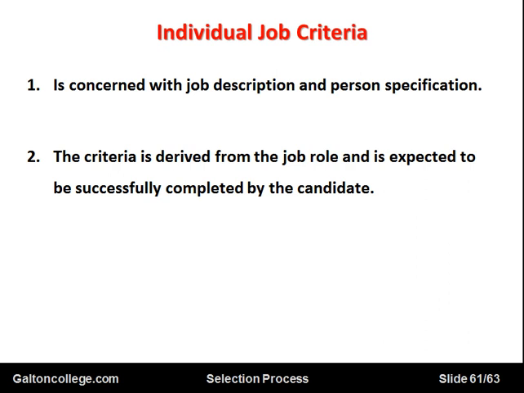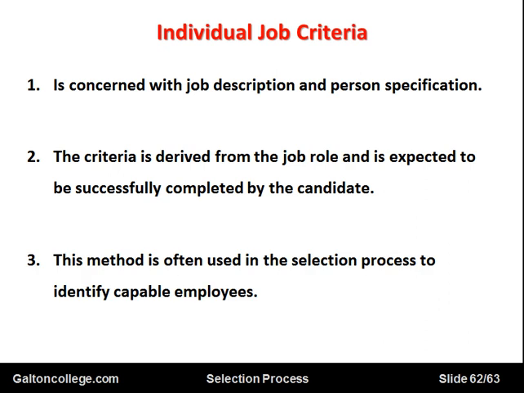There's an element, as I said earlier, of self-selection here. The individual sees the job description and then asks him or herself whether they are qualified to undertake that task. It's pointless applying for a position if they know they can't do it. This method is often used in the selection process to identify capable employees.